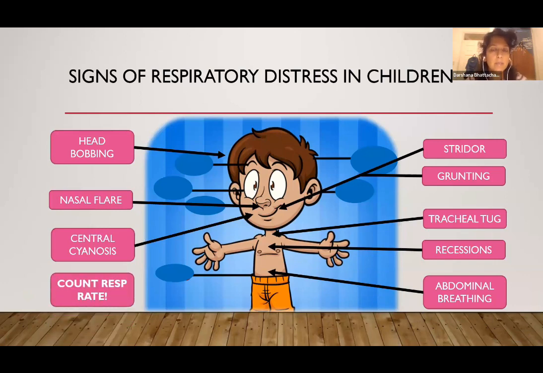Don't forget to count the respiratory rate, and the respiratory rate does vary according to the age group of the child, and you can get a better idea of normal ranges by referring to PEWS charts, Pediatric Early Warning Score charts.